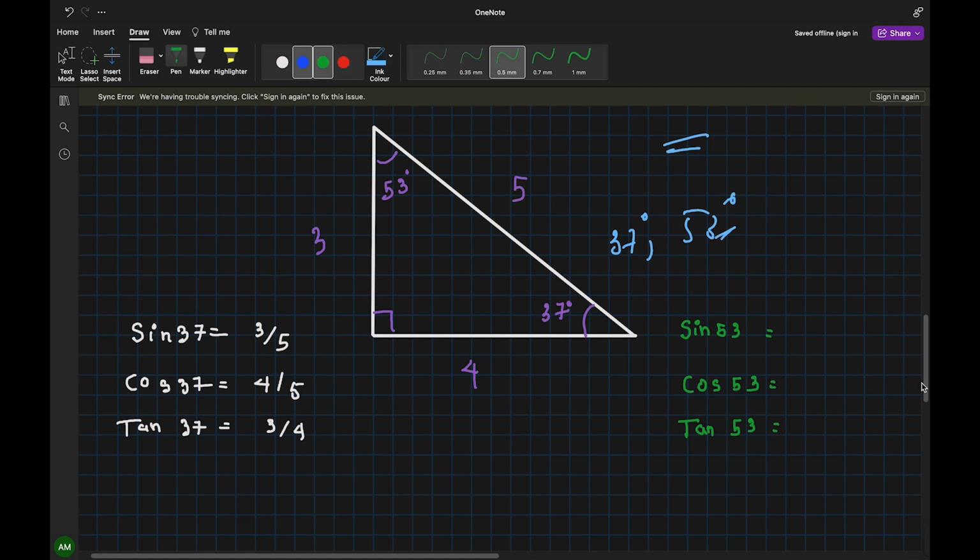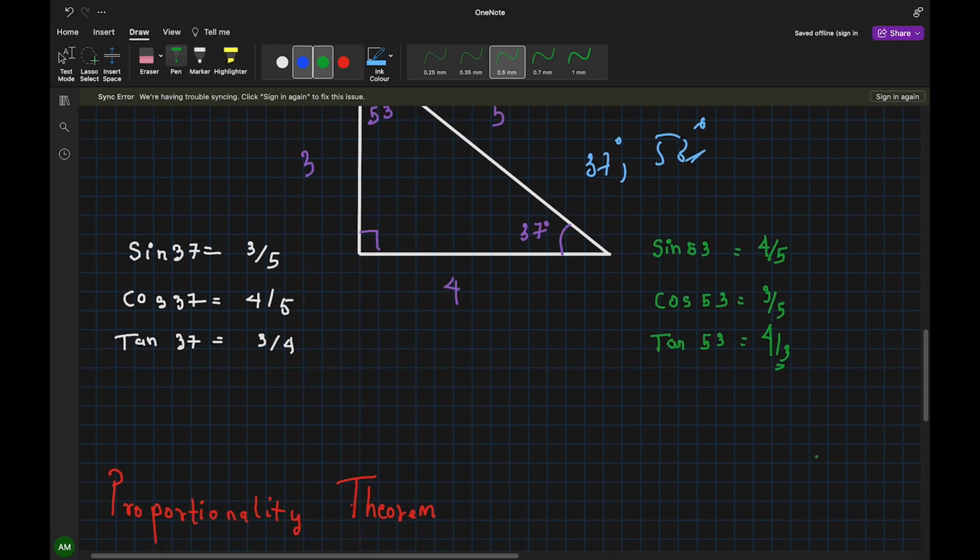Now sin 53, you can tell, of course, this is simple, this is 4 by 5. If you see, these two are what? Complementary angles. So this is what? Nothing but 3 by 5, and this is what? Nothing but 4 by 3. Okay, so this is about trigonometry.